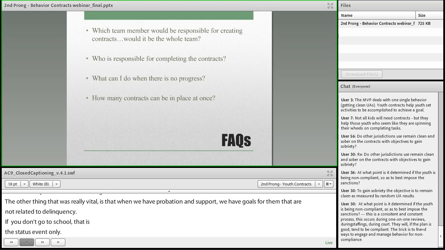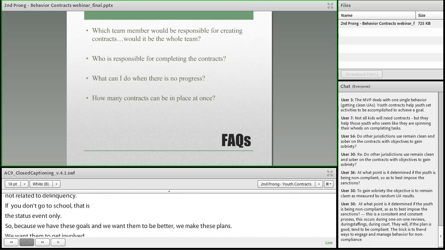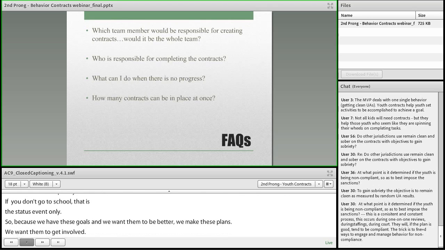We want them to go to school. We want them to get involved in pro-social activities. But because it's a court, we get really stuck on that compliance and accountability. So all of a sudden, because they're not meeting these goals, which are kind of enrichment goals in a lot of ways, then we're not sure. We don't know how to respond, because we're like, we told you to do it, now you didn't do it. Now it's undermining our authority. What do we do? And that's why we like the idea of these behavior contracts.